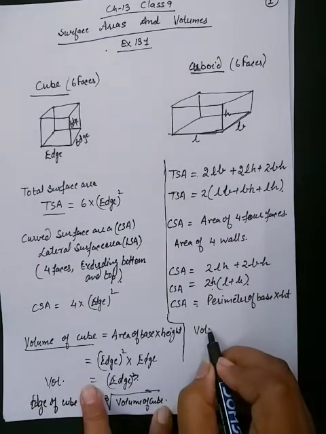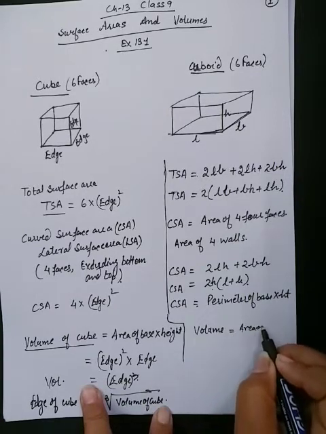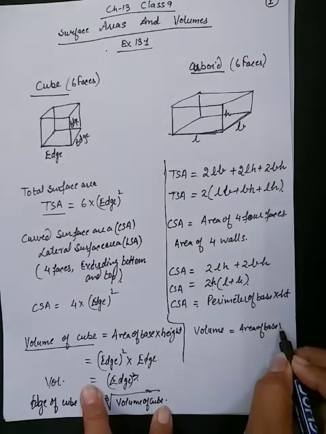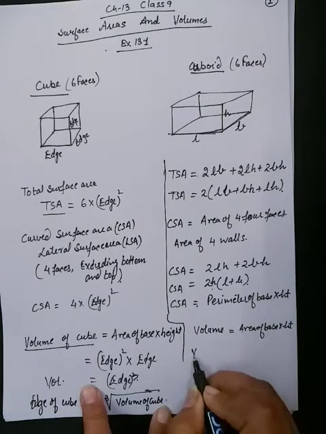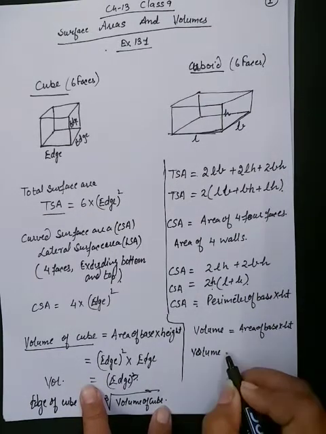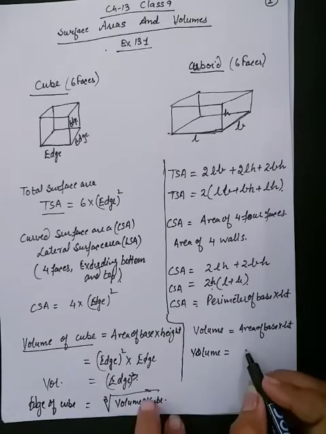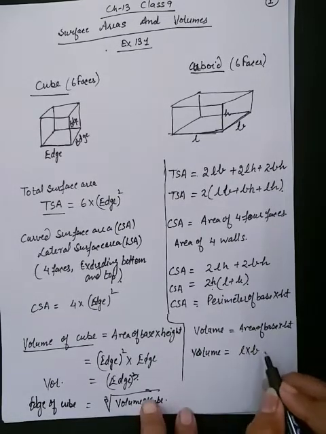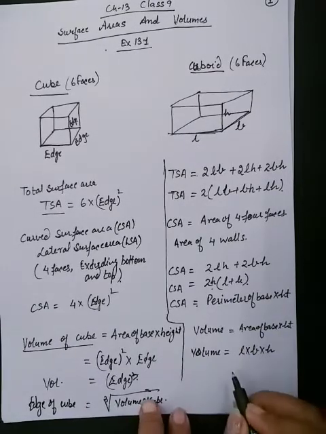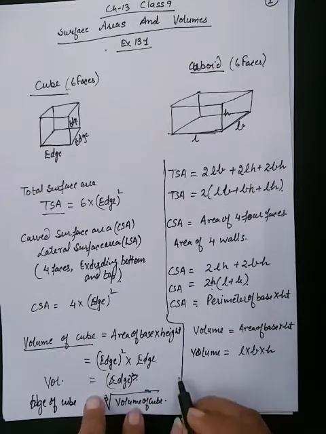Next is volume. For volume, area of base multiplied by height. And what is the area of the base of a cuboid? The area of the base of a cuboid is equal to the area of a rectangle, and the area of a rectangle is L into B, and multiply by H. So volume is L into B into H.